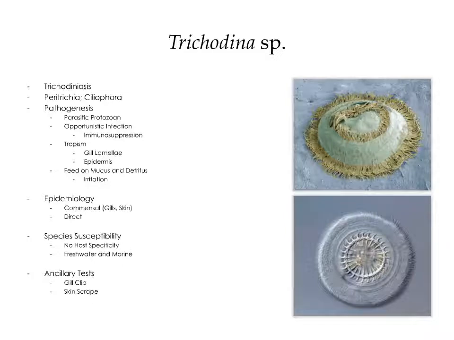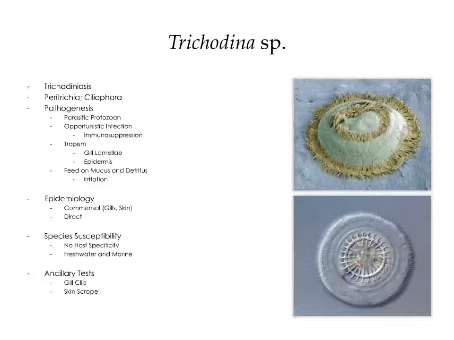Trichodina is a genus of parasitic protozoa that belongs to the group Paratrichia of Ciliophora. Members of the group Paratrichia contain a ring of cilia around the oral cavity. Trichodina is responsible for the disease trichodiniasis. The parasite is a cause of opportunistic infections in immunosuppressed individuals. It has a tropism for the gill lamellae and the epidermis. The protozoa feed on mucus and detritus by scraping along the epithelial surface.